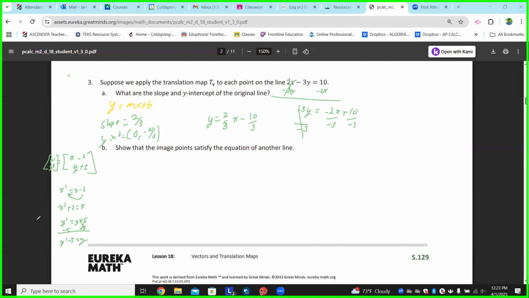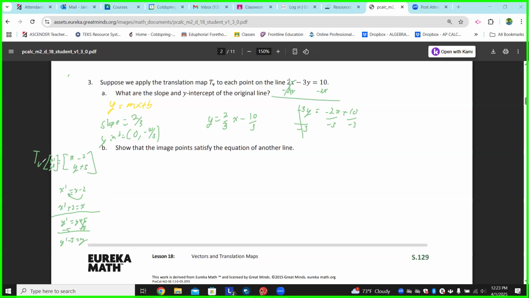I solved for both. So it's become this right here. The transformation of any given point in space, a random point, they call it prime. So x prime, y prime, is going to have the form of the original point to the left 2 and the original point up 5.